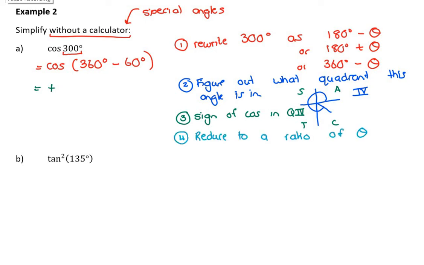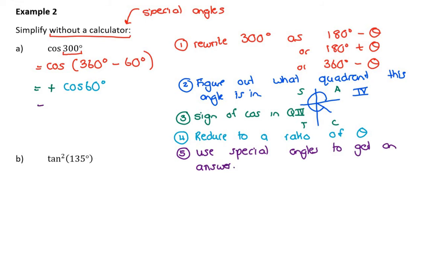And I need to complete the sentence now by saying I need to reduce this cos 360 minus 60 to a ratio of theta. So this reduces to, we've said it's positive, but it reduces to cos of 60 degrees. Because 360 minus an angle will reduce to cos of just that angle. So now our last step would be actually to calculate the answer. In this case, I'm going to use special angles because 60 degrees is a special angle. If we're going to use special angles, you can cheat on your calculator, I'll never know. But hopefully once you've practiced a lot, we know that cos of 60 is a half. And so this simplifies to positive a half. So those are our 5 steps that we need to follow.